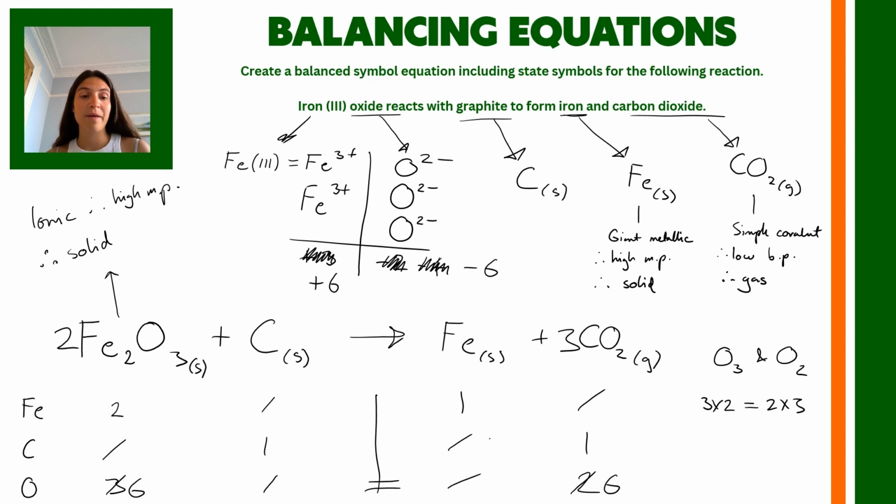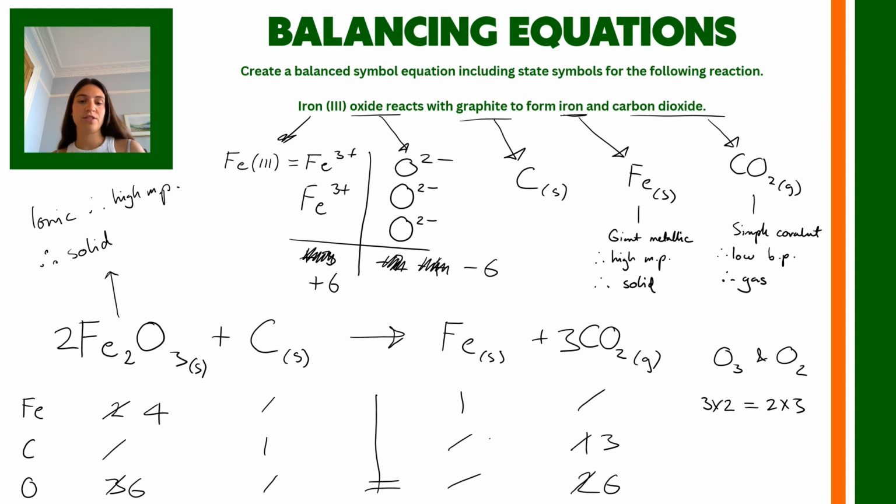Okay, but by doing that, I have affected some other things as well in my equation. So now, if I look at my left-hand side, yes, I've got 6 oxygen, but also I've multiplied those 2 irons by 2. So I've now got 4 iron on my left-hand side and still only 1 iron on my right-hand side. And the other thing I've done by putting a 3 in front of that carbon dioxide is I've now got 3 carbon on my right-hand side of the equation. Okay, so it's unbalanced, so let's fix that.